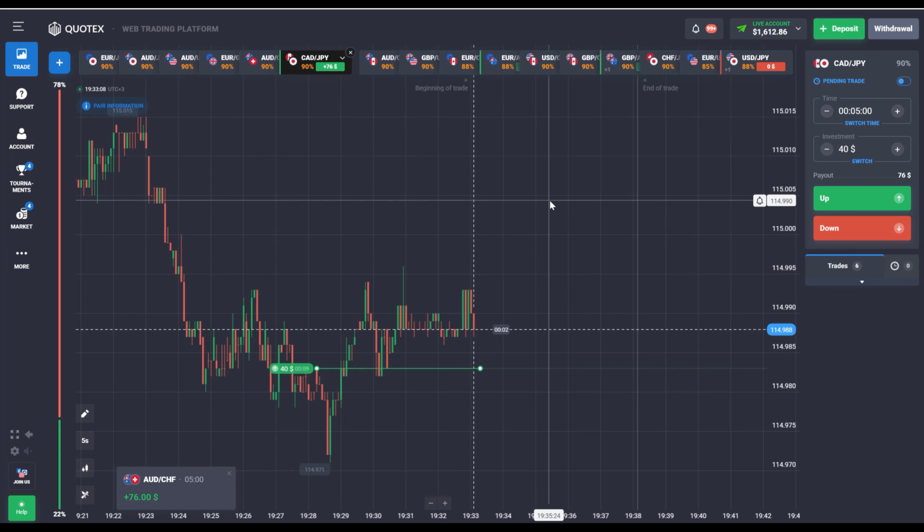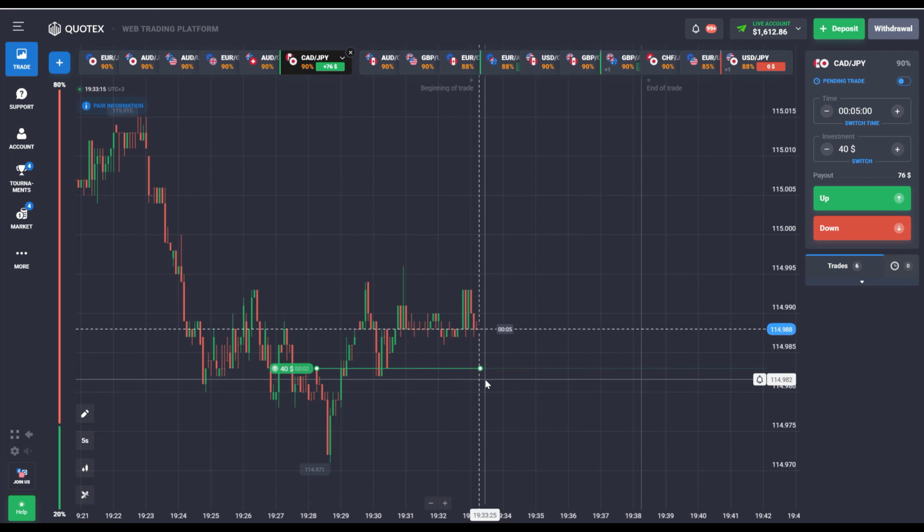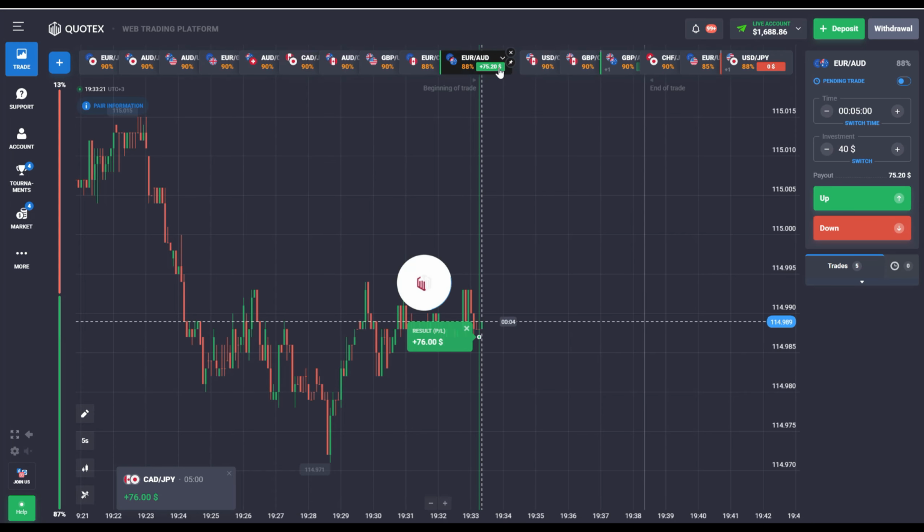Canadian dollar, Japanese yen, 9 seconds left. The price is quite close to the entry point. There isn't much of a difference here. It's literally 6 points, but I hope the trade will close in profit. On the 5-second chart, it looks dramatic, but in reality, it's not.